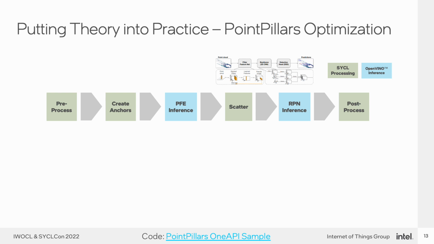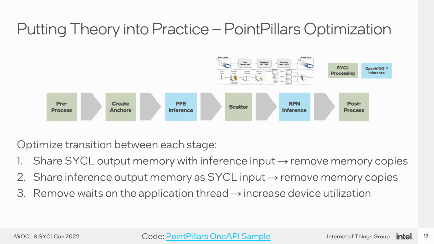Okay, so let's put all this theory into practice and look at optimizing our PointPillars implementation. We're starting from an open source implementation for which the link is provided in the bottom of the slide. Here's a simplified view of the PointPillars processing pipeline. The green blocks are SYCL processing, and the blue blocks are deep learning inference with OpenVINO. We want to make sure that we optimize the transition between each stage. That means sharing SYCL outputs with OpenVINO inputs, sharing OpenVINO outputs with SYCL inputs, and removing waits on the application thread.